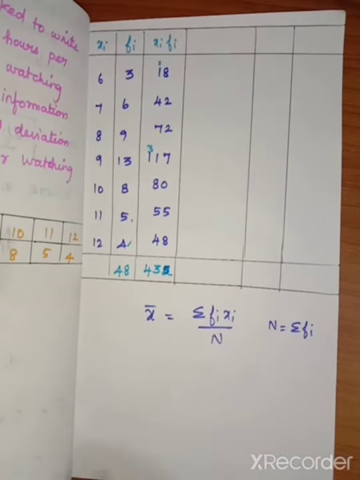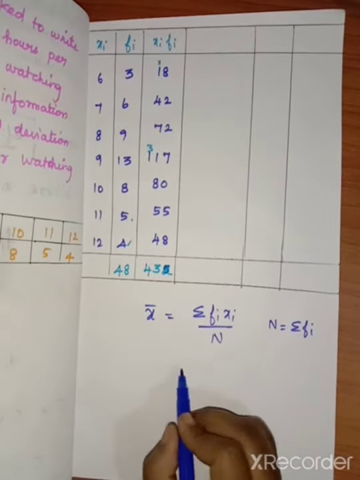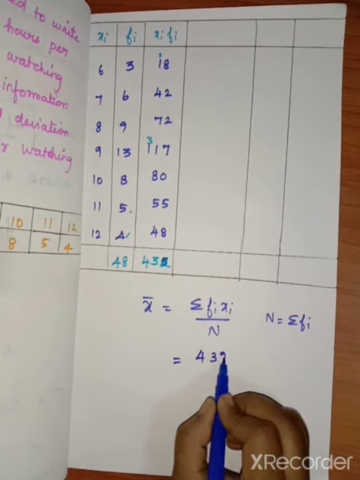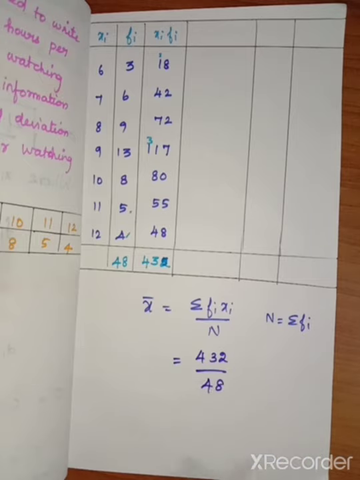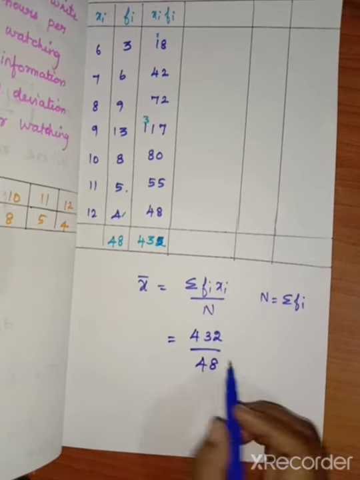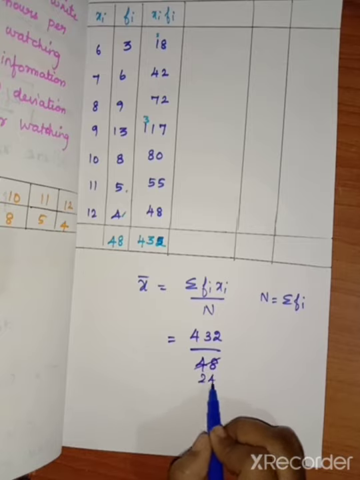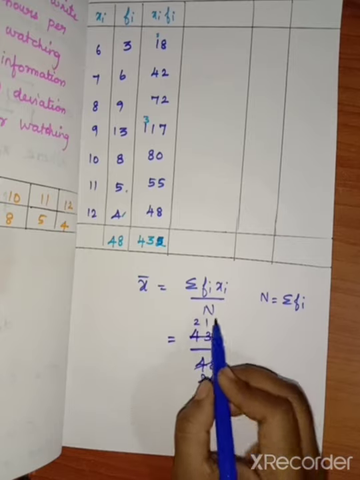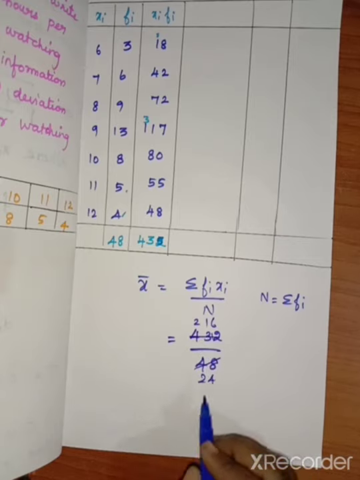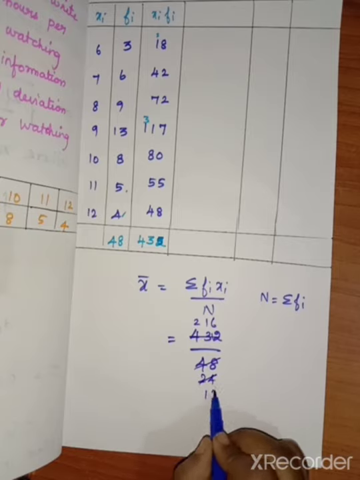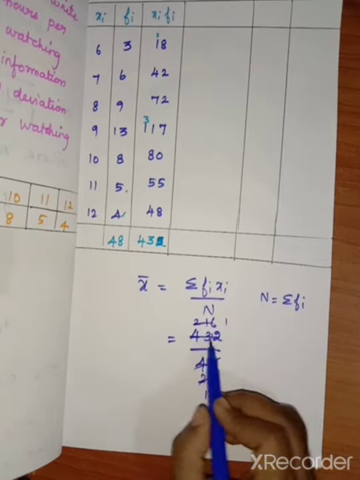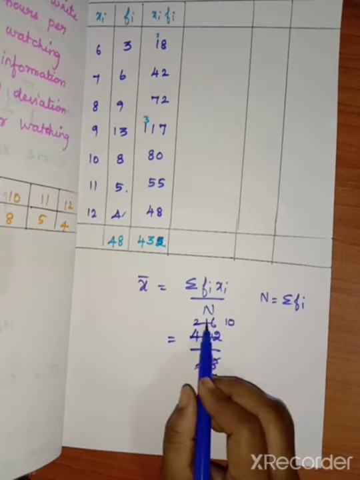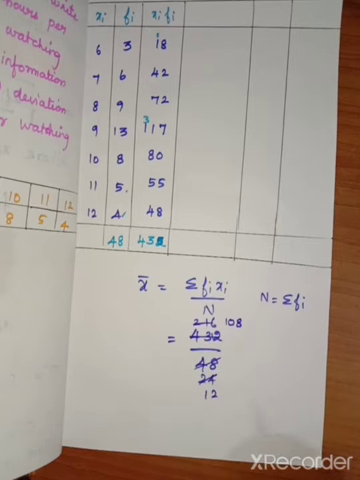So now we can substitute in this one. So that means summation fi into xi means that is 432 divided by 48. So here we can cancel with the 2 table. 2 2s are 4, 4 2s are 8. Likewise 2 2s are 4. Here 1 2 is 2. Remaining 1, 6 2s are 12. Again we can cancel with the 2 table. 1 2 is 2, 2 2s are 4. Here also 1 2 is 2. Here 1 is not possible. 16 alone. So we want to use the 0 because 2 numbers we can take. So 8 2s are 16.